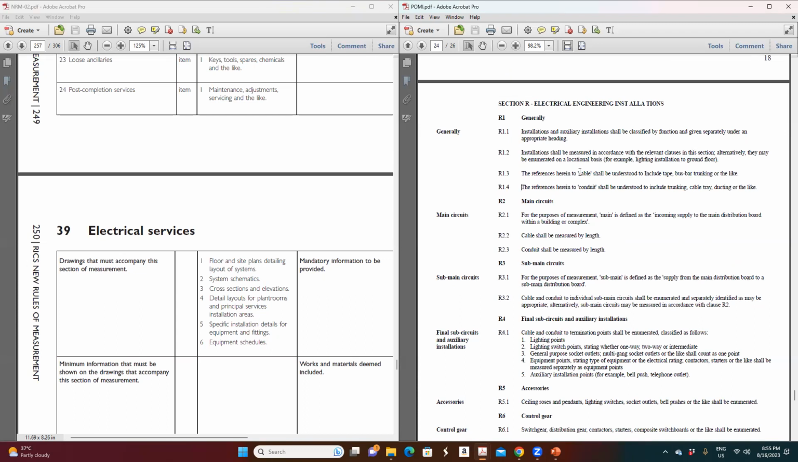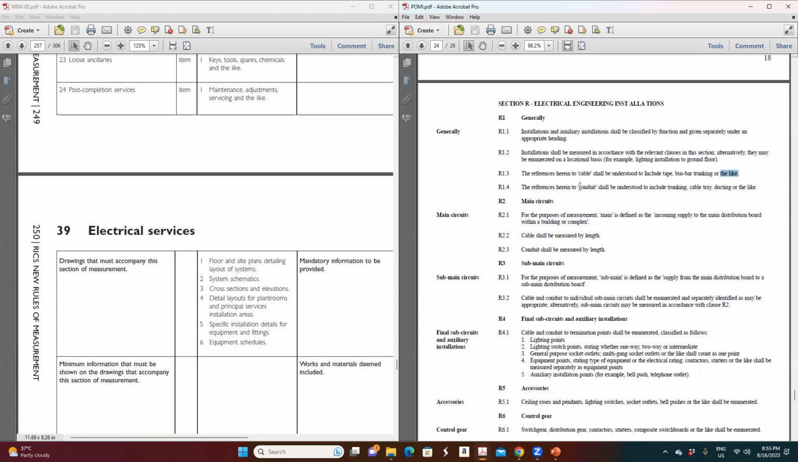The reference here is to cables. When they say cable, the cable shall be understood to include tape, bus bar, trunking, and the like. So when you say cables, joining tape or whatever it is, and hanging the cables and connecting the cables, everything is to be included. You cannot measure separately.